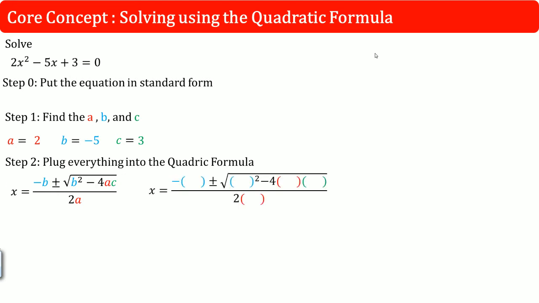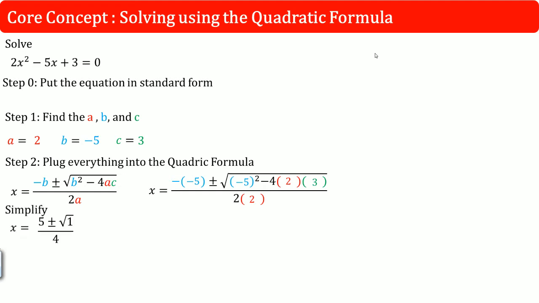Here, I just leave spaces so I could plug the values in, as well as when I make the substitution, it's in the parentheses. I also color code this so you should not get lost. x is equal to negative 5, because that is the b term, plus and minus the square root, parentheses, negative 5 squared, minus 4, parentheses 2, parentheses 3, divided over 2 times parentheses 2. Now, we want to simplify.